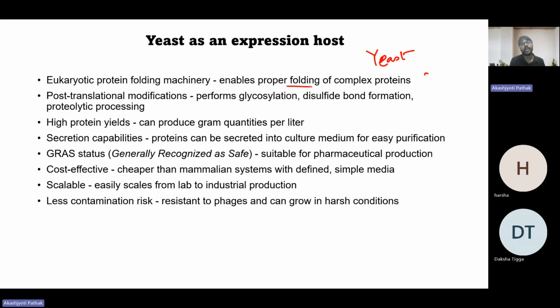And it also enables proper folding. As I was explaining, if it is a human protein, human is a eukaryote, and you are expressing it in a prokaryote, then often the protein gets misfolded. But if you are expressing it in yeast, your protein can get folded because it has the machinery to produce a properly folded protein. Also, high protein yield, secretion capability, scalable, cost effective, less contamination risk. So a eukaryotic expression system can be used for expressing a eukaryotic protein.